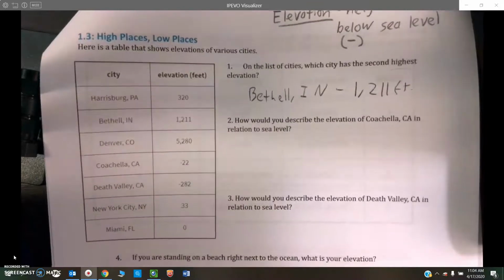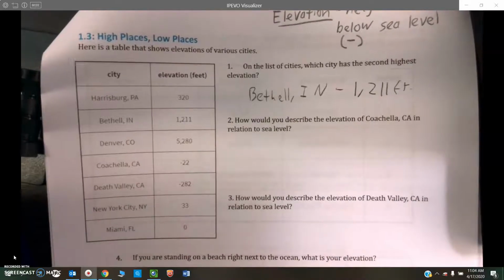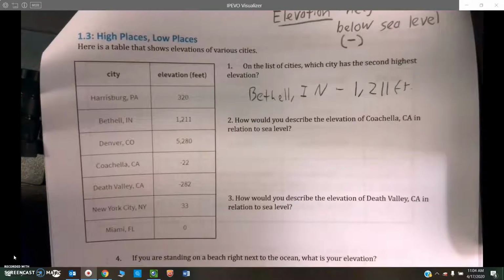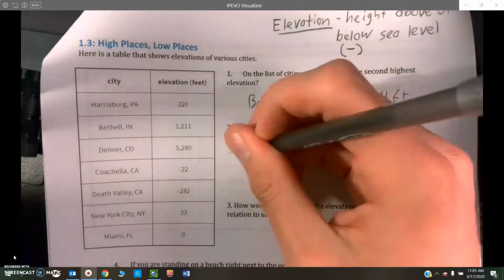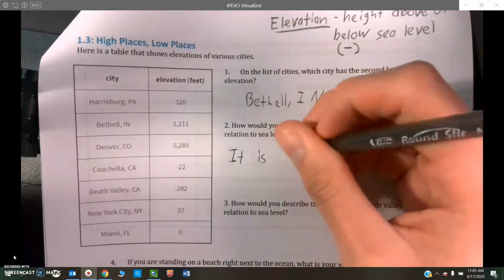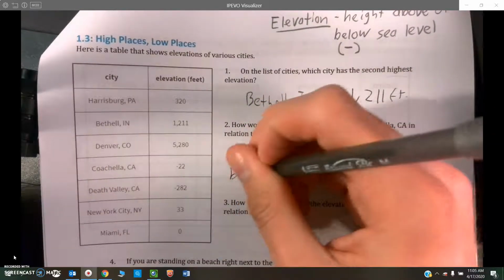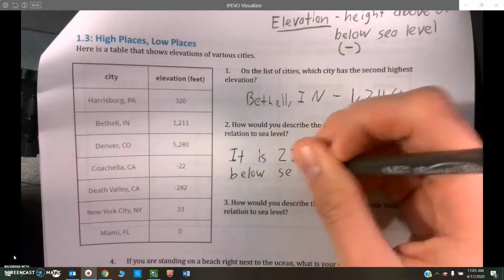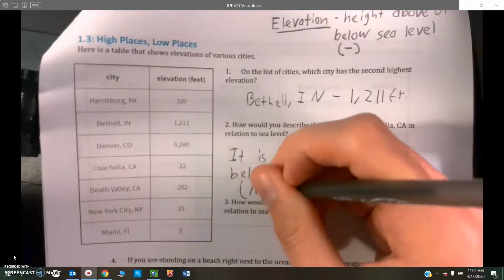Okay. How would you describe the elevation of Coachella, California in relation to sea level? So, look down for Coachella. -22. So, how would we describe it? Well, it's negative. So, looking back at our definition of elevation, we could say it is 22 feet below sea level. We want to take a little note in parentheses. It's negative, right?